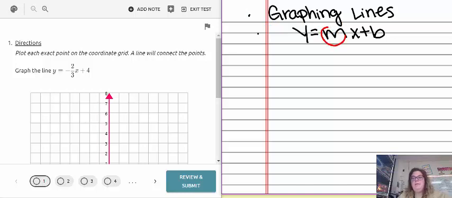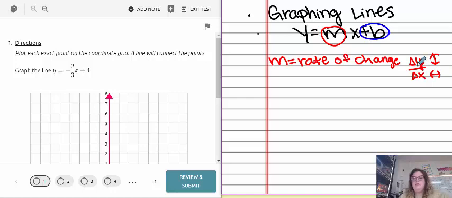We already know what m and b mean, so let's go ahead and review that. M is, see if you can write, it's 3 words, M is the rate of change. And the way that we find the rate of change is the change in y over the change in x. Remember, y goes up and down, and x goes side to side.